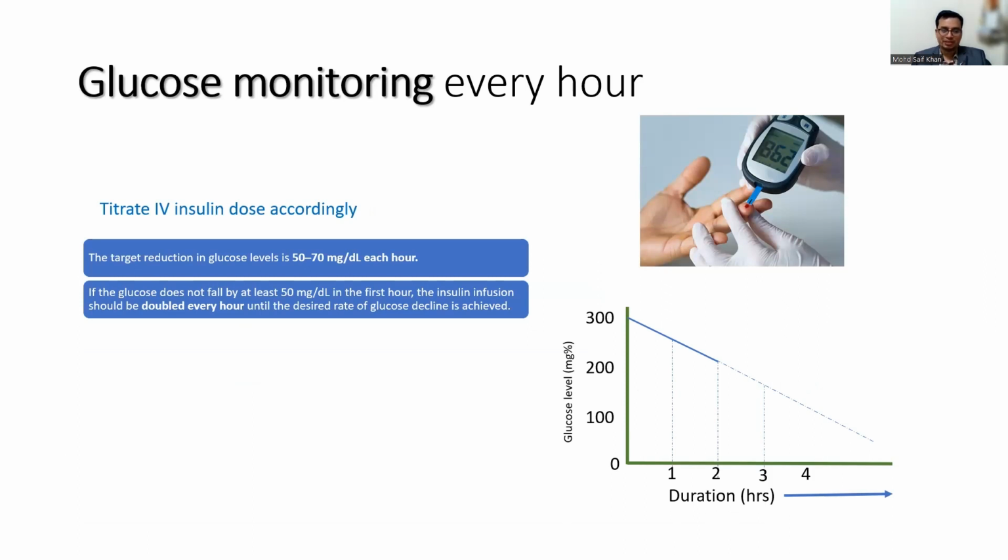Your target reduction in glucose level should be between 50 to 70 milligram per deciliter, and you should follow this treatment line. If the rate of decrement in the glucose concentration is not as per your desired target, then you should double the rate of insulin infusion, okay, so that you can get the desired reduction in the glucose level, that is 50 to 70 milligram per deciliter. That is very, very important for the management of DKA.